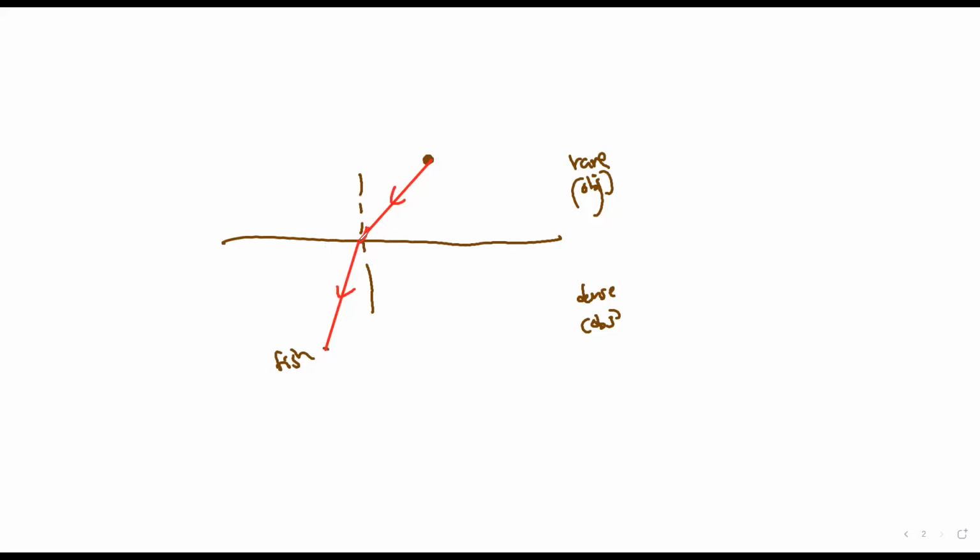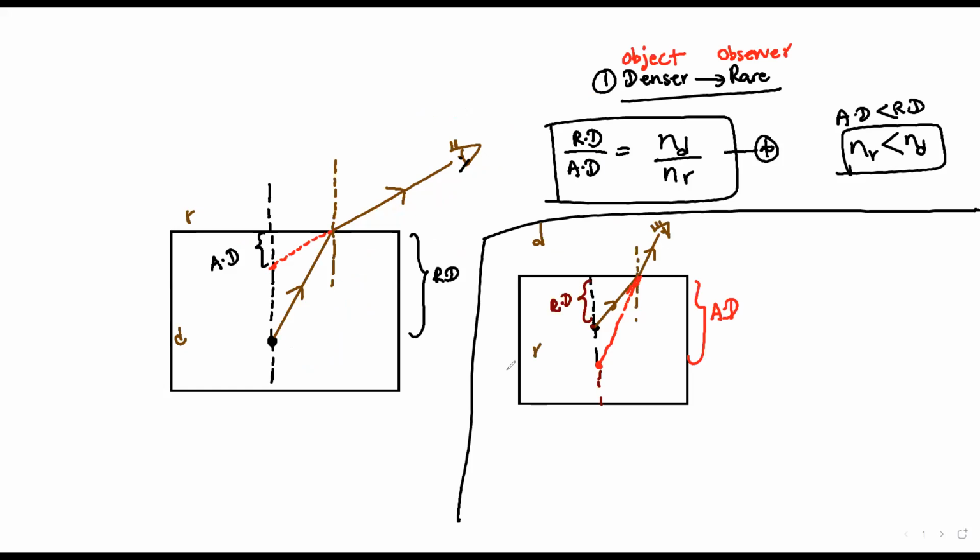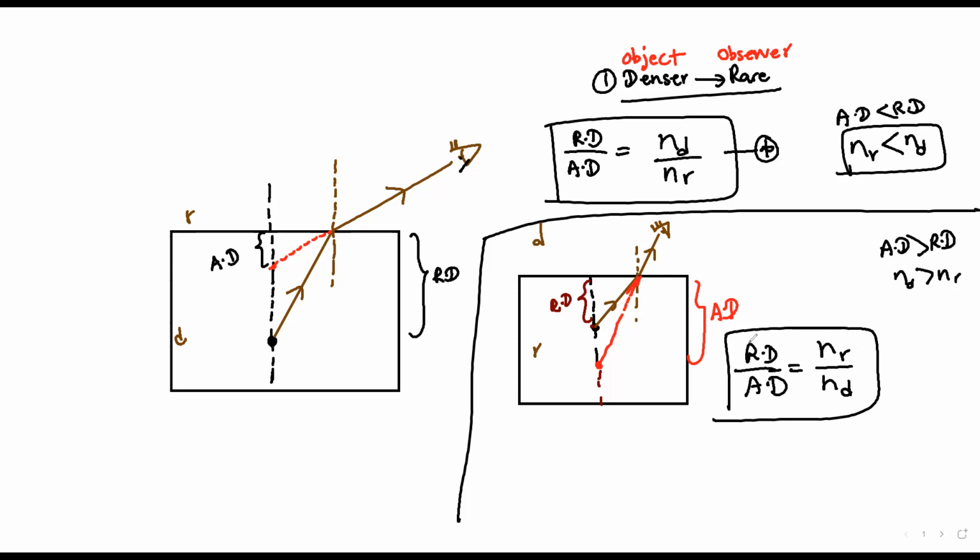But the fish will see the apparent image somewhere here, right? So this is called the apparent height and this is called the real height. It's simple as that. If you take the real depth and apparent depth, it is totally the other way around. You can see that the apparent depth is greater than the real depth, and we know ND is greater than NR. So we can write real depth over apparent depth equals NR over ND, since here the real depth is lower. Because actually this real depth over apparent depth ratio should be less than 1, right? Therefore, the rare medium's refractive index should be at the top. In the earlier situation, the real depth over apparent depth ratio should be greater than 1, since real depth is greater than apparent depth. So the ratio should be ND over NR.